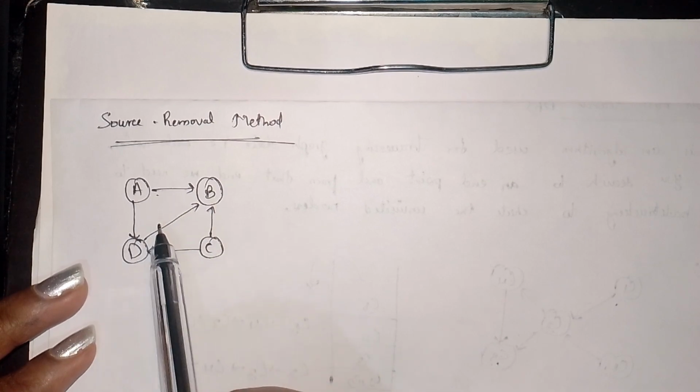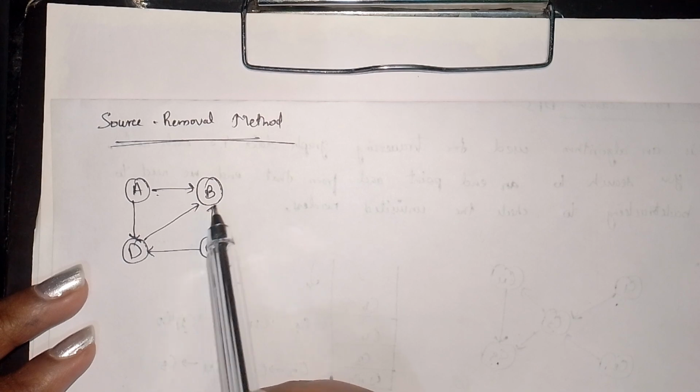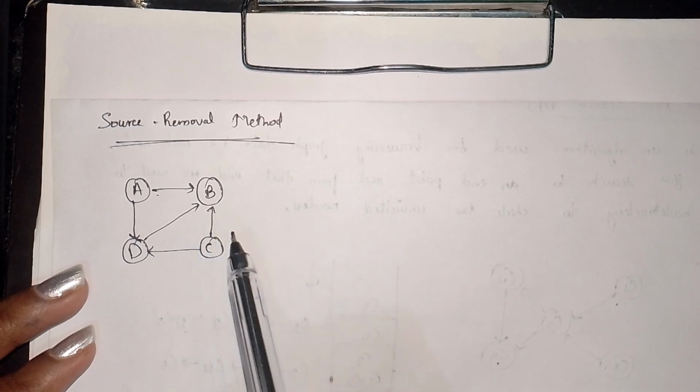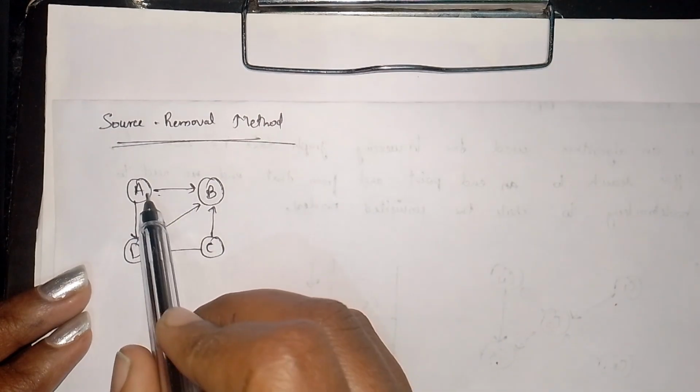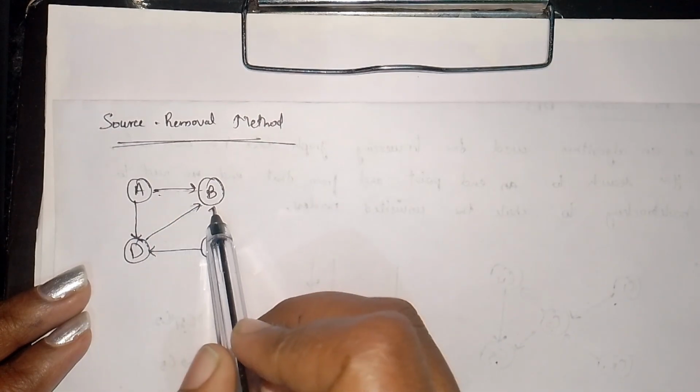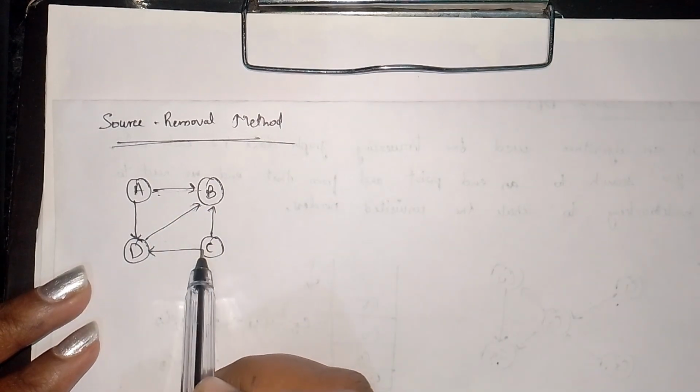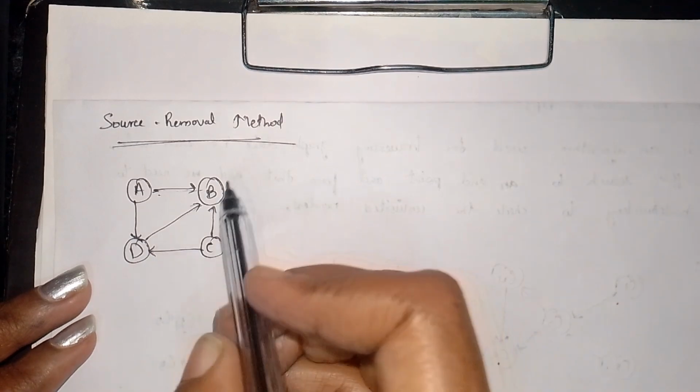And the second step is, we have to check the number of incoming and outgoing edges, that is the in degree and out degree of each node. In degree means the number of edges coming towards each node, and out degree means the number of edges going out from each node. We have to calculate that first.